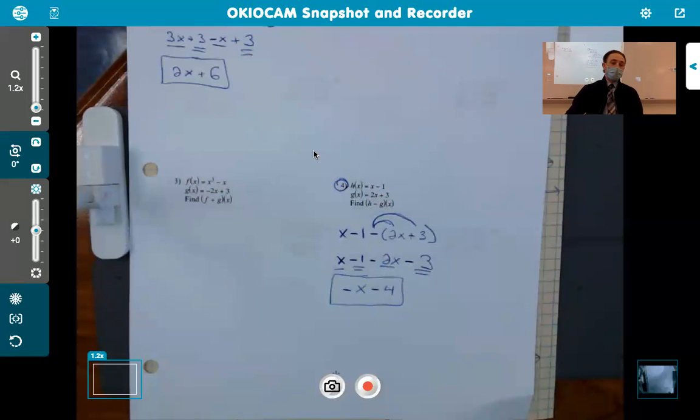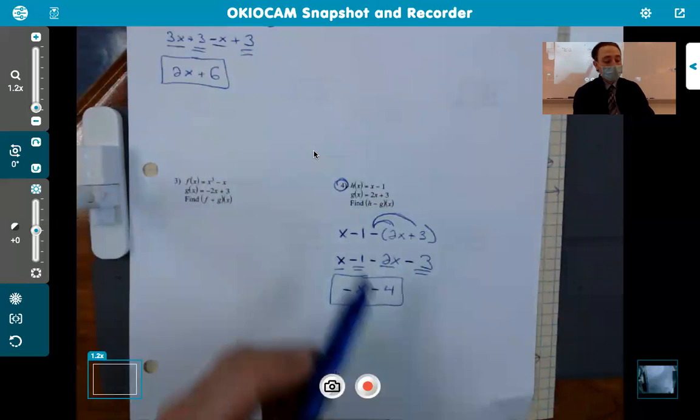I have a question. Sure. What's up? What's the point of changing the positive 3 to a negative 3 instead of just leaving it like that and just putting x minus 1 minus 2x plus 3?